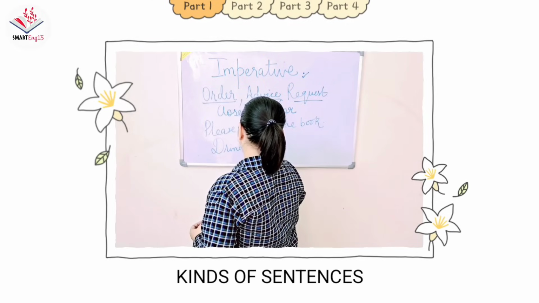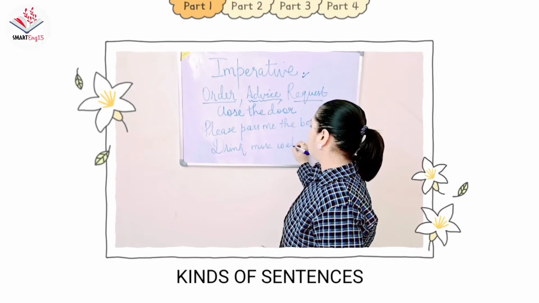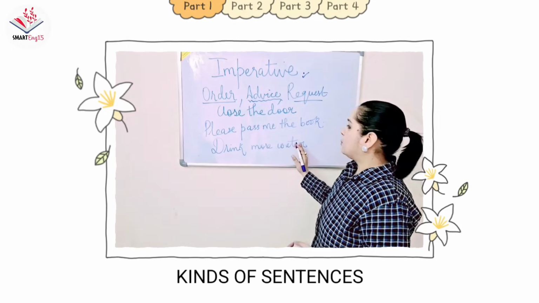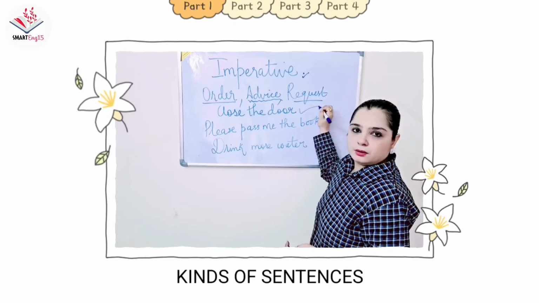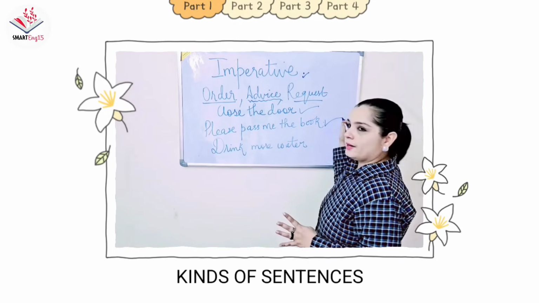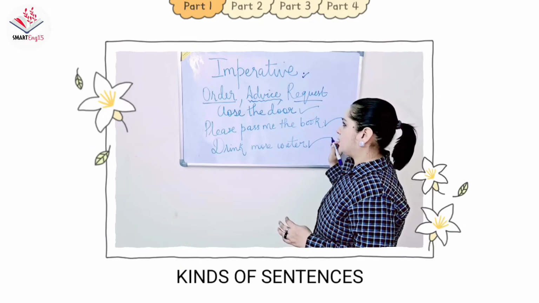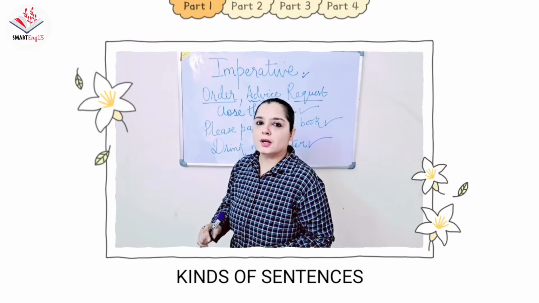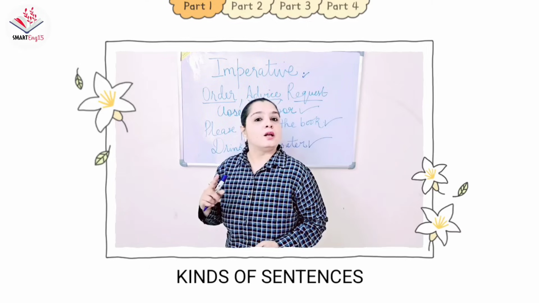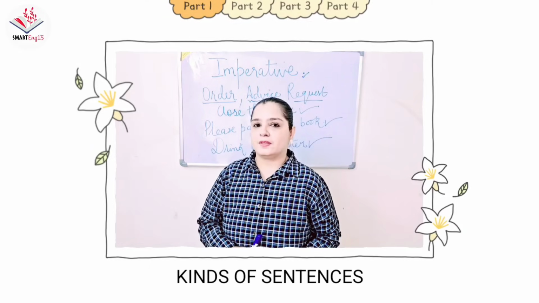So I am advising somebody to drink more water. So here this is an order, this is a request, and this is an advice. So this is all about imperative sentences. Now let's learn the next kind of sentence.